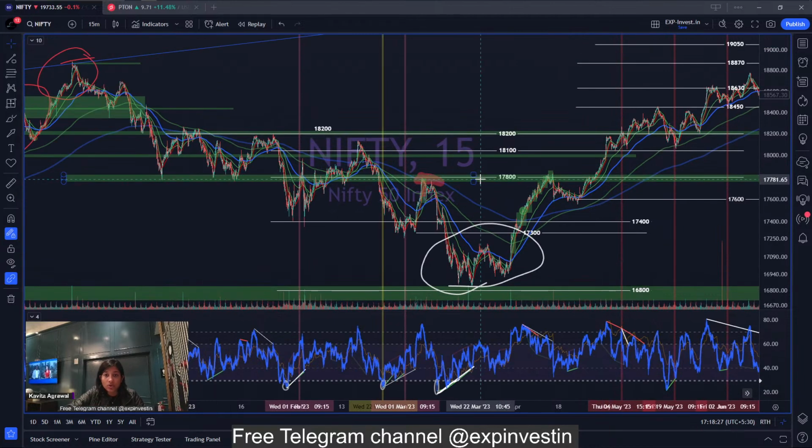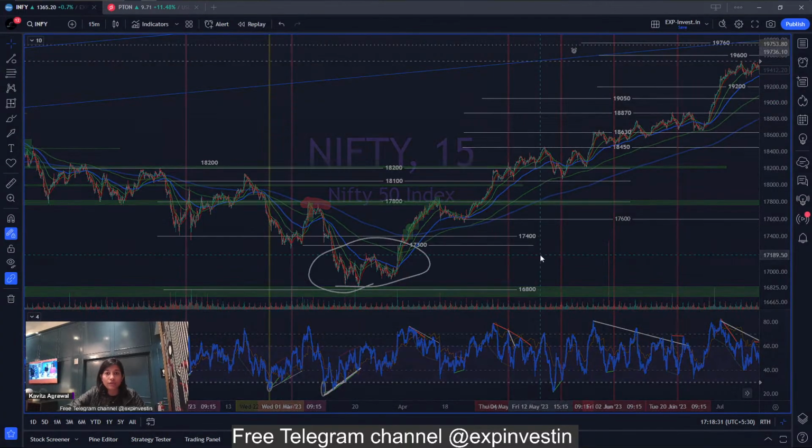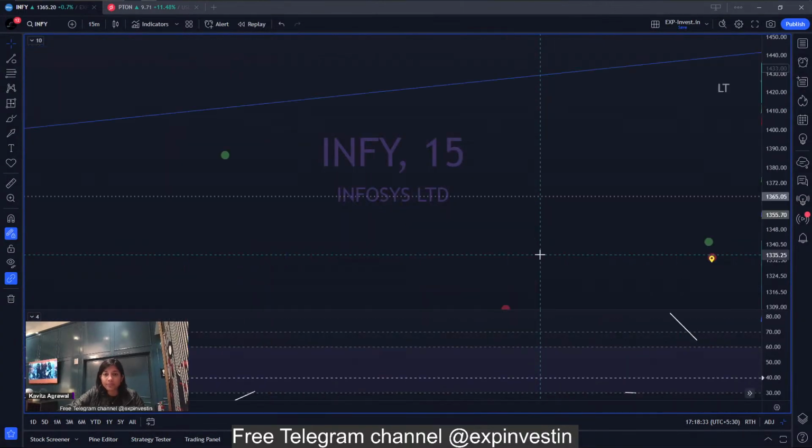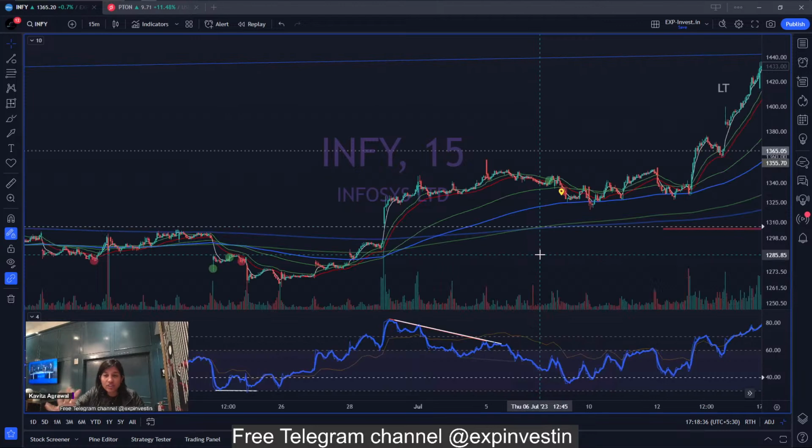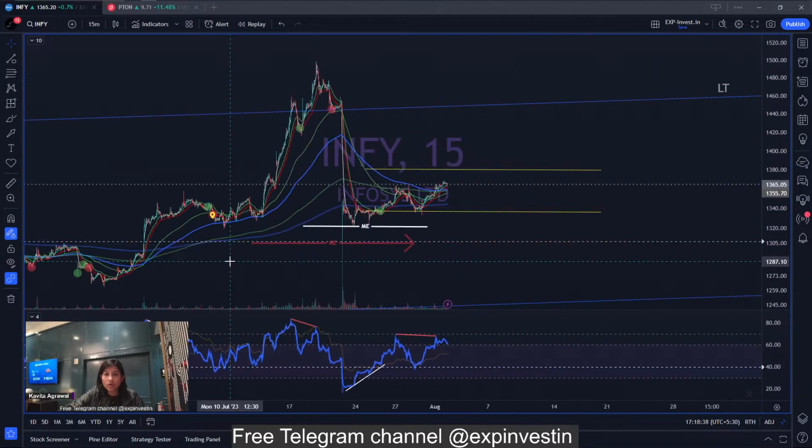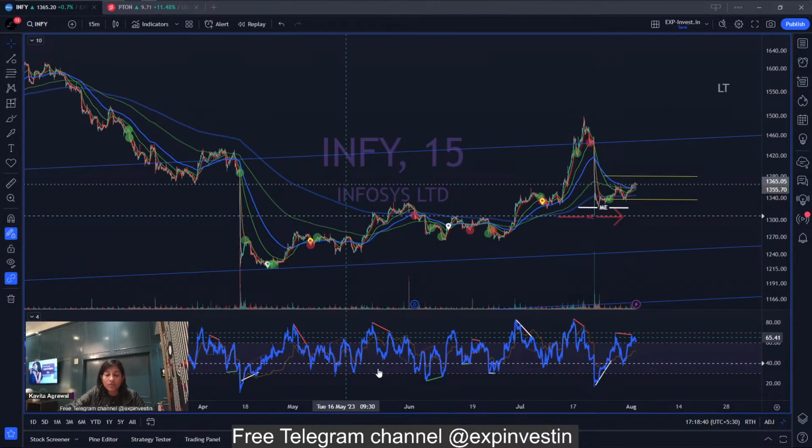So here, as you can see, these green zones that I have marked, actually let me also show you on the chart of Infosys, sorry, because the Nifty chart is a little bit overcrowded, so you might not be able to see it very well. Now, for instance, take a look at this chart of Infosys, right?